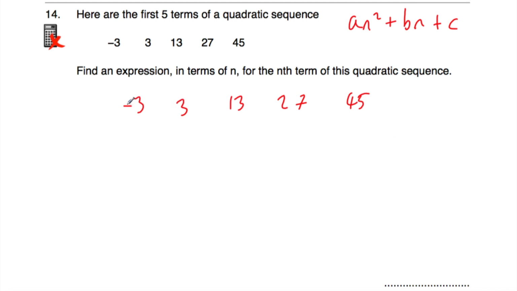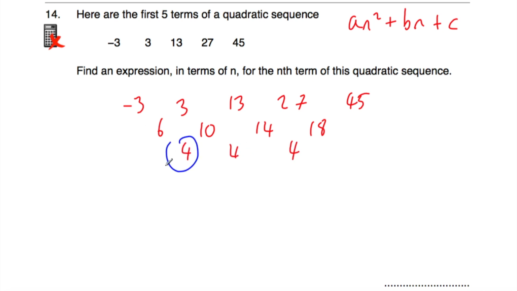So our first differences, well, to get from negative 3 to 3, we would add 6. To get from 3 to 13, we would add 10. To get from 13 to 27, we would add 14. And to get from 27 to 45, we would add 18. So we've got our first differences. Now let's see what they're getting bigger by each time. So in other words, we're looking at what we're adding and seeing what that's getting bigger by each time. And that's getting bigger by 4. So 4, 4, and 4.